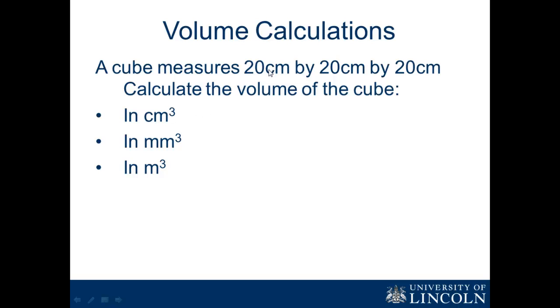In millimeter cube, all you need to do is to convert this first to millimeter, which is going to be 200 millimeter. Then multiply 200 by 200 by 200. You get the answer in millimeter cube. In meter cube, convert this to meter, which is going to be 0.2 meter. 0.2 meter, 0.2 meter. Multiply them by themselves, you get your final answer in meter cube. Okay? Try this, and you discover that it's very simple.